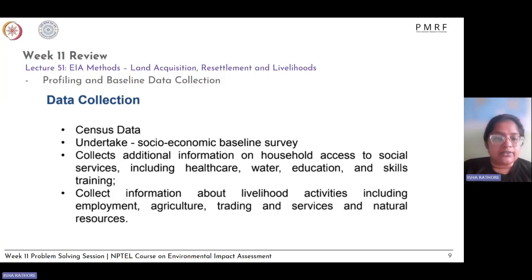Also, you need to collect information about livelihood activities, including the employment, agriculture, trading, services, and natural resources, and how this community goes about their financial needs. So, all of this data needs to be collected.